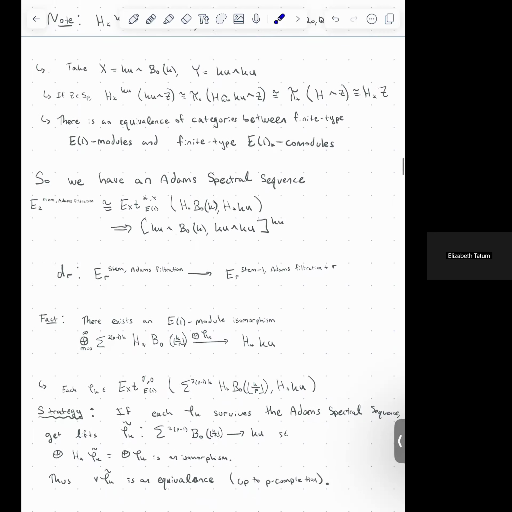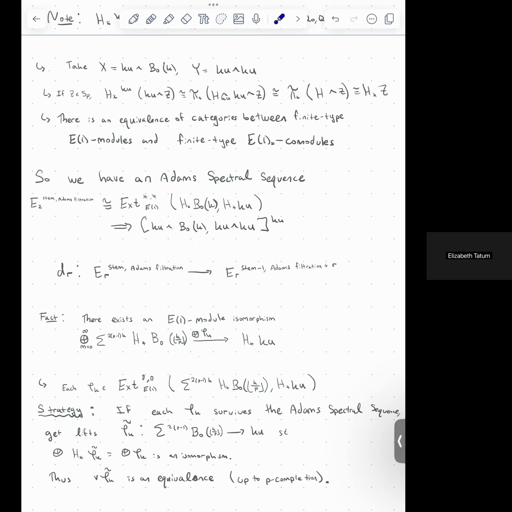So at that point, you're reduced to having to compute this Ext term and show that no Adams differentials are possible. And that takes some work, but is maybe more manageable than things started out. But yeah, are there any questions about that strategy?